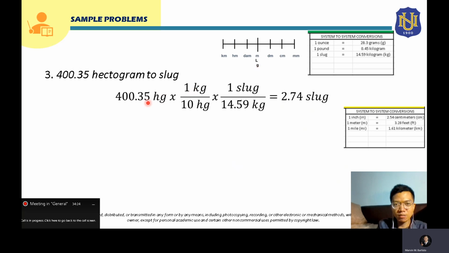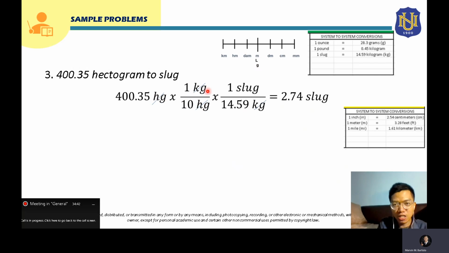So 400.35 times the conversion factor, wherein what you're going to put in the denominator will be the unit that you want to cancel, which is hectogram. So for every 10 hectograms, we have 1 kilogram. So hectogram will be canceled.